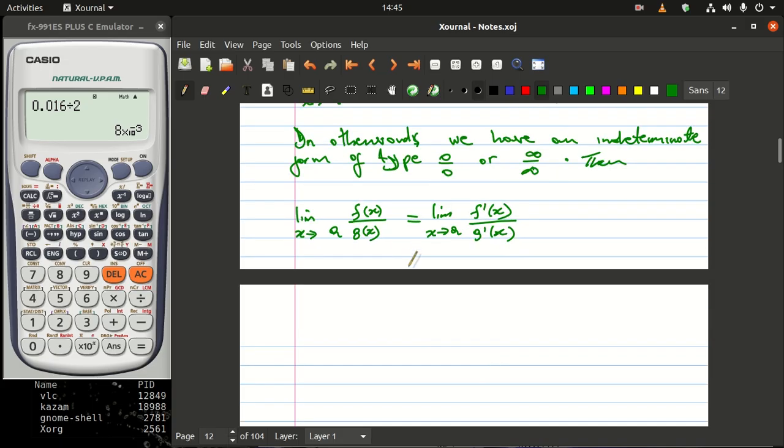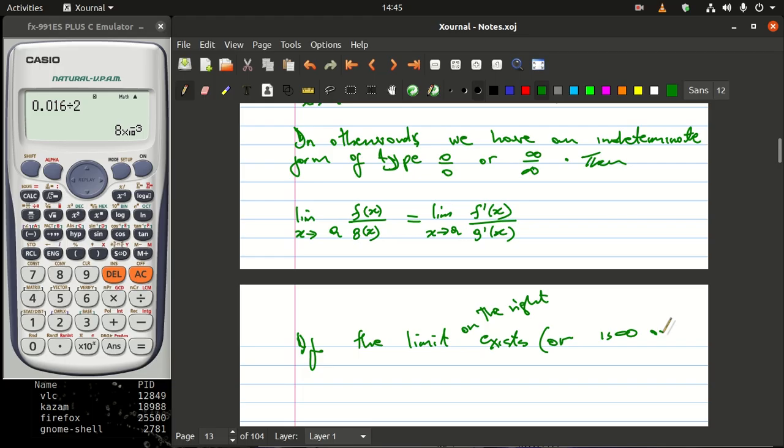This is only going to be possible if the limit on the right exists, or the limit is either positive infinity or negative infinity. So basically, if this limit exists, we know that it should be the same as this.